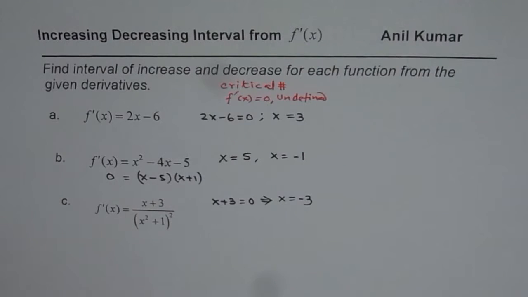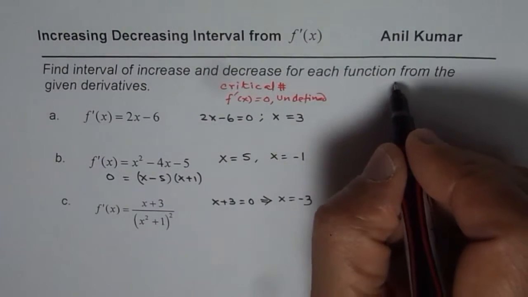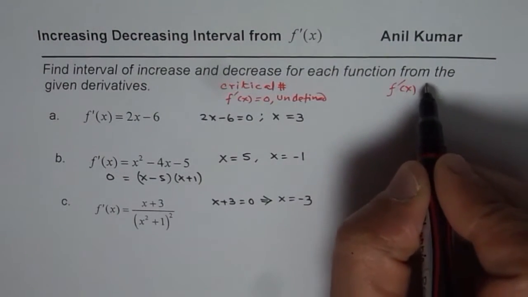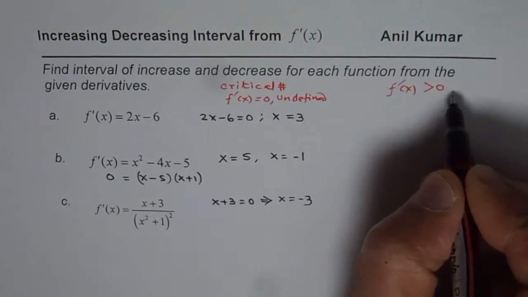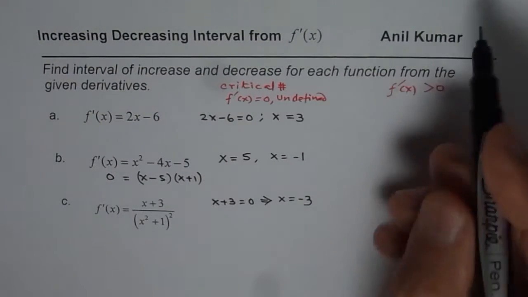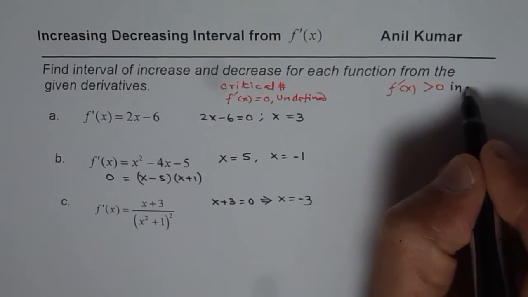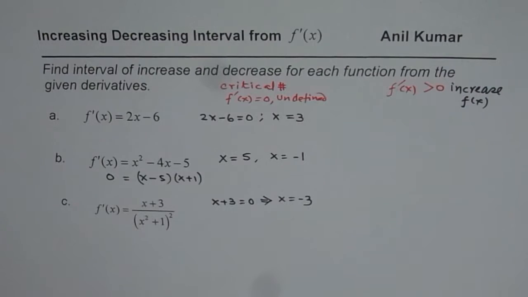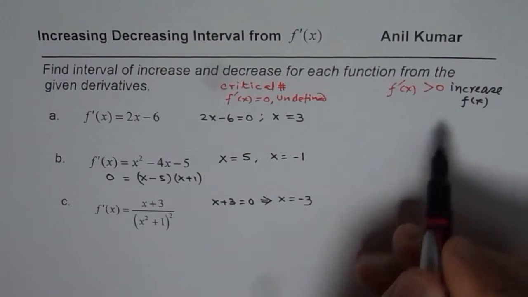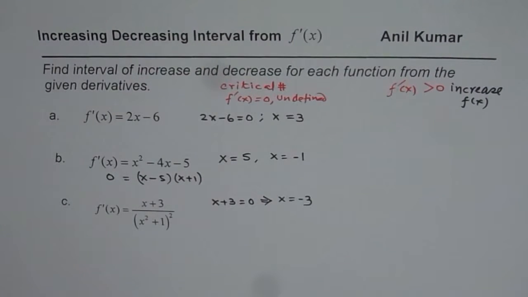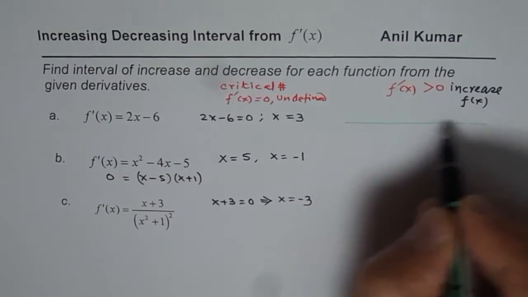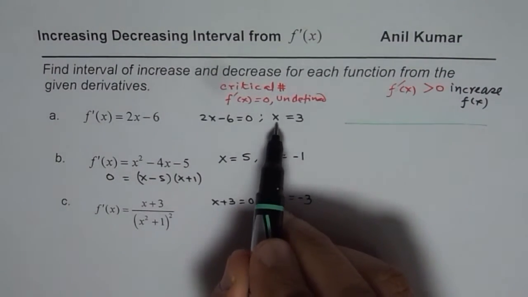For that, we will now analyze the first derivative itself. If the first derivative is greater than 0, then the function is increasing, right? So that means f of x increases. If it is less than 0, then the function is decreasing. So what we will do now is check the nature of the derivative on different intervals around the zeros.